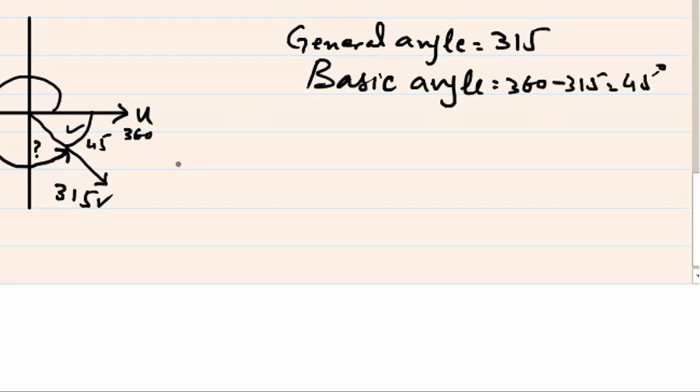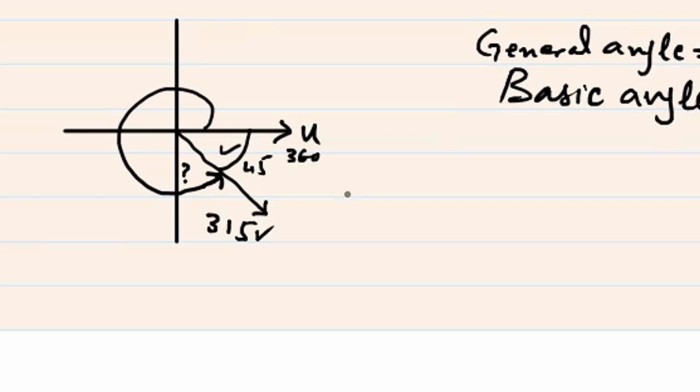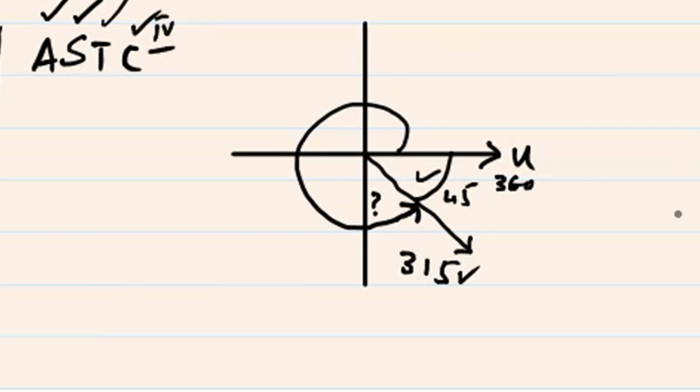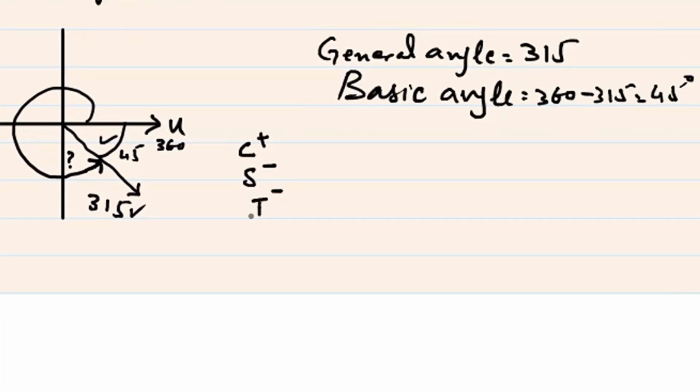Which trigonometrical ratio is positive in the fourth quadrant? It's better if you write ASTC. A is for the first quadrant, S for sine in the second quadrant, T for tan in the third quadrant, C for cos in the fourth quadrant. So in the fourth quadrant cos is positive. If cos is positive, then sine is negative, tan is negative.